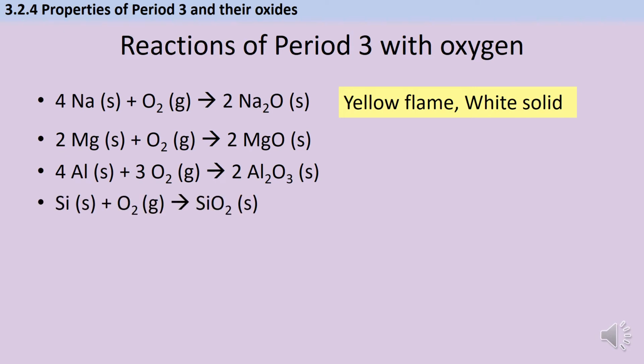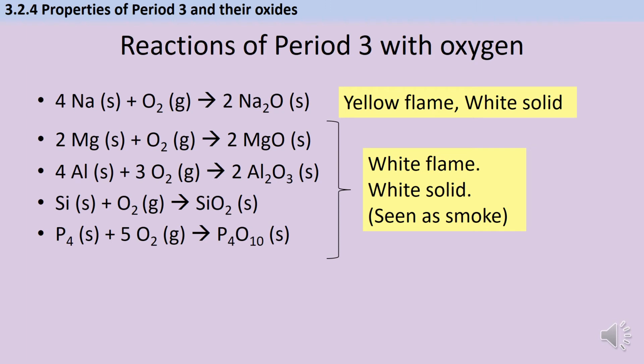Silicon also reacts with oxygen, releasing a bright white light, but only at extremely high temperatures, and often having to use something like magnesium as a fuse to start the reaction. And then phosphorus will also react with oxygen to release a bright white light and a white powdery substance.